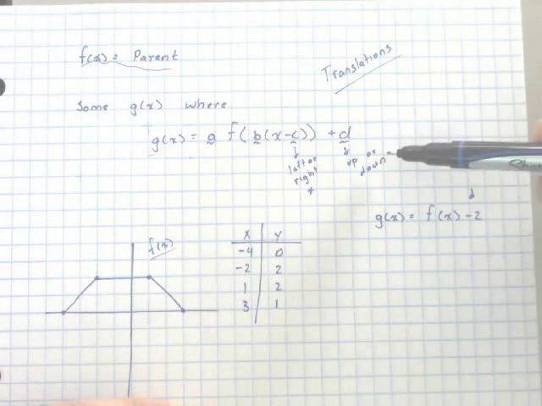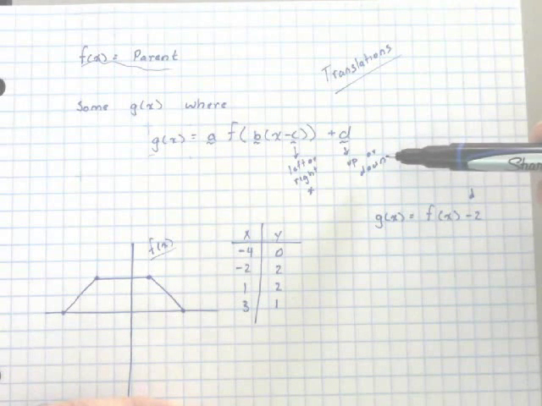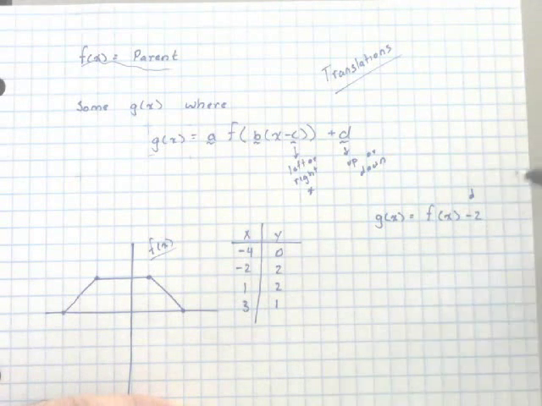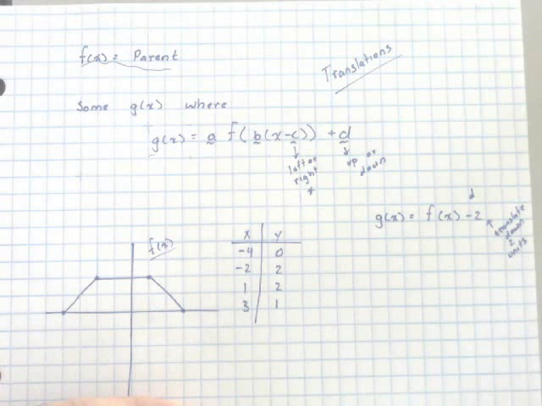And you'll remember that we said the d moves the function up or down. So this minus 2 is going to move my function down. It's going to translate it down 2 units. What's that going to look like? That would be me taking every single point and changing the y value by dropping it 2.